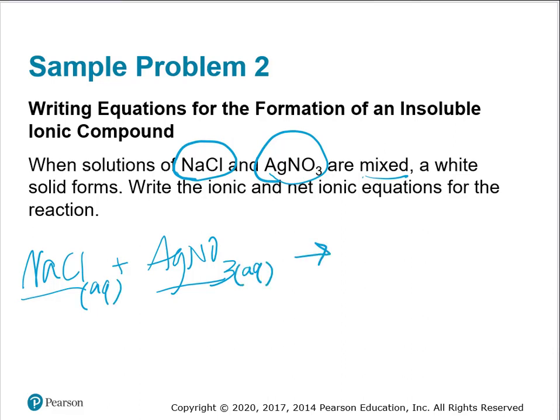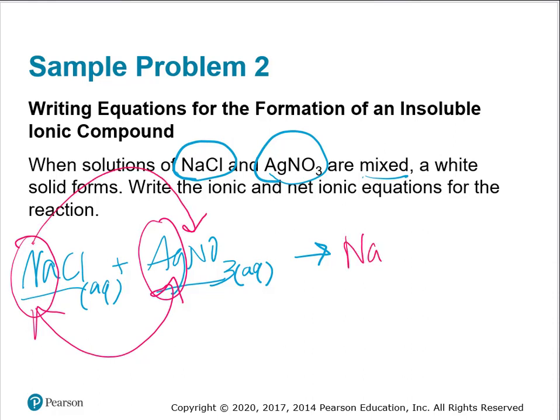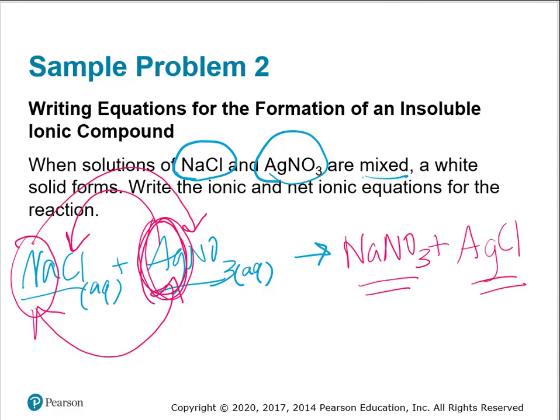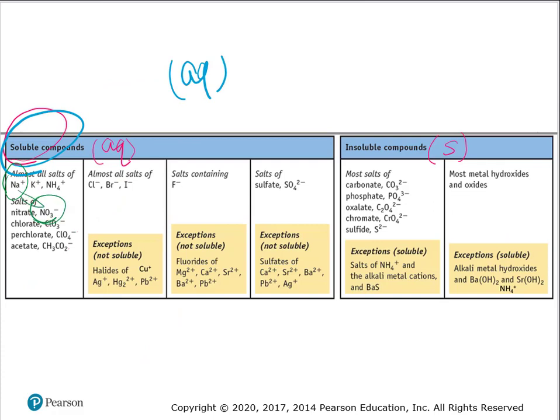Now, this is a double replacement reaction. We know that sodium and silver are going to swap spots. So then I will have sodium with the nitrate, so NaNO3, and then silver chloride, AgCl. Let's look at these products because one of them says a white solid forms. One of these is going to be insoluble. Which one is it? Na and NO3, both are right here. They're both soluble. That will just dissolve.